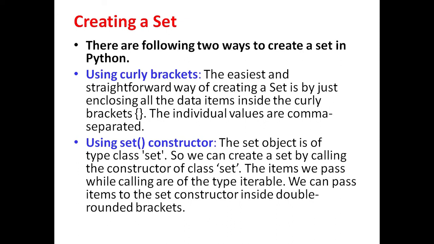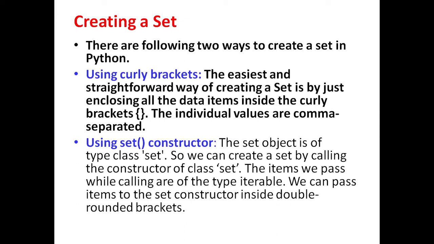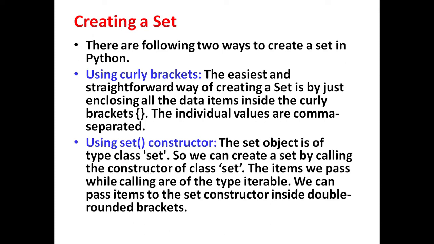There are two ways to create a set in Python. First is using curly brackets. The easiest and most straightforward way of creating a set is just by enclosing all the data items inside curly brackets. The individual values are comma separated. And the second method is using the set constructor. The set object is of the type class set, so we can create a set by calling the constructor of class set. The items we pass while calling are of type iterable. We can pass items to the set constructor inside double rounded brackets.